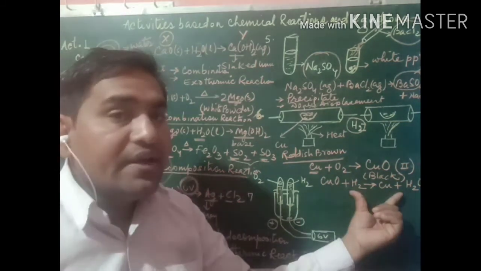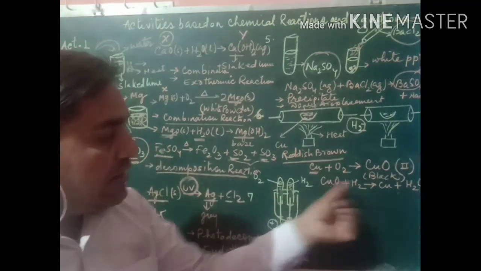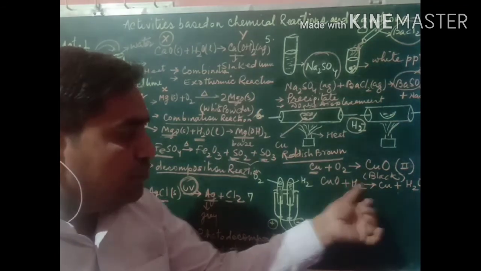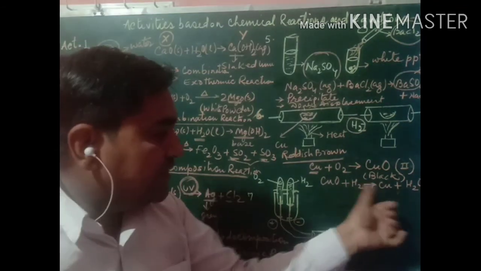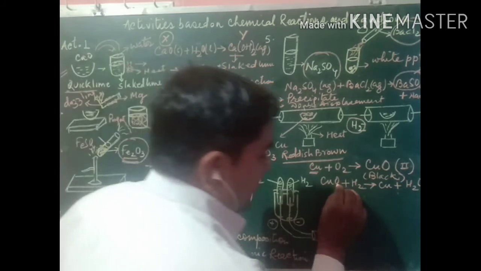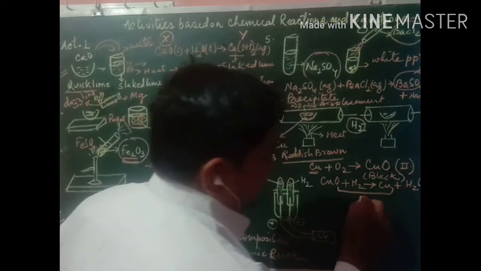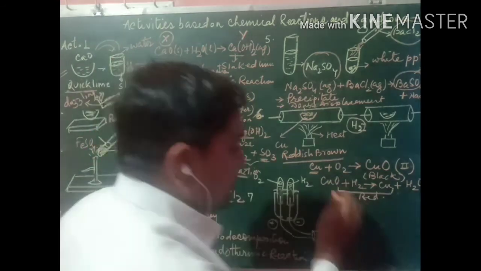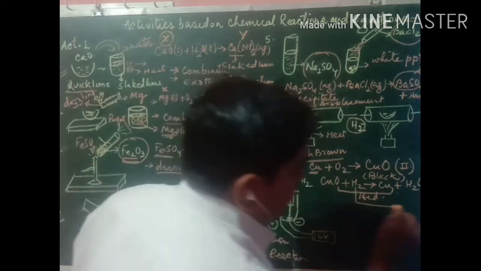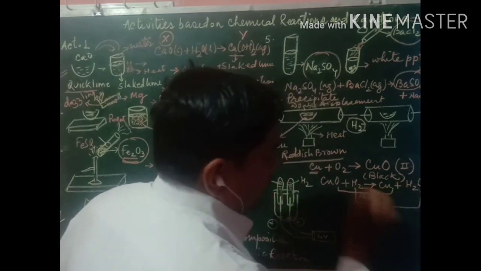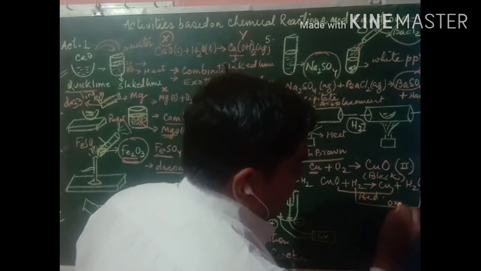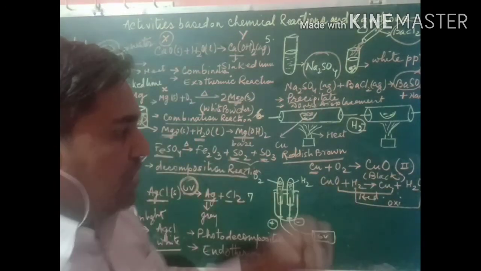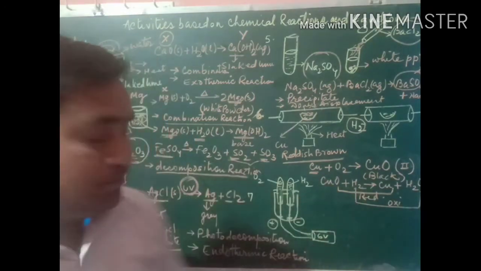In this redox reaction, the copper oxide has been reduced because there is a loss of oxygen, and hydrogen gains oxygen, so that's why there is the oxidation. You can remember there it is the reduction. Why reduction? As oxygen has been lost there, and this gained oxygen, so that's why there is the oxidation. So you should remember this is the type of redox reaction.